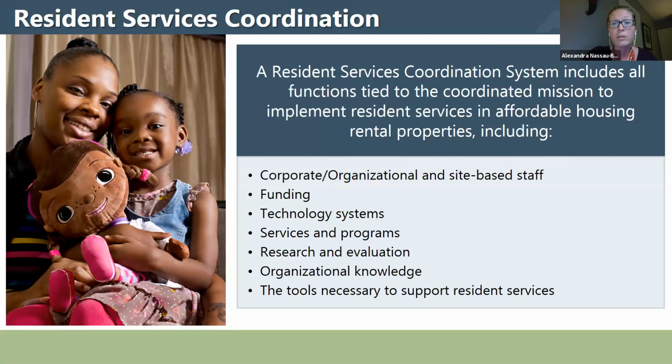They're critical for success, but it also includes all the functions and infrastructure needed to support resident services at a property and across a portfolio. This includes not just committed, capable staff, but also the technology system, the programs and partnerships, the organizational relationships and knowledge, the formalized processes and systems of accountability, the use of community-level data and resident data to understand impact, and how an organization integrates its commitment and investment in resident services with the other business operations and functions.